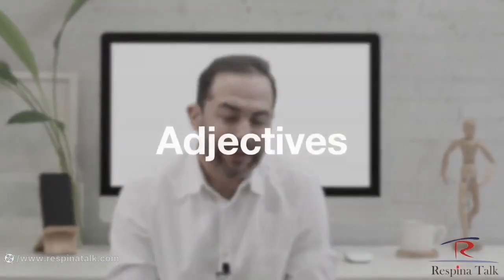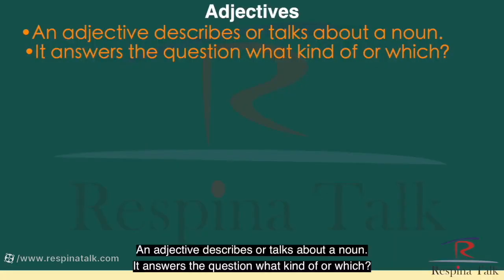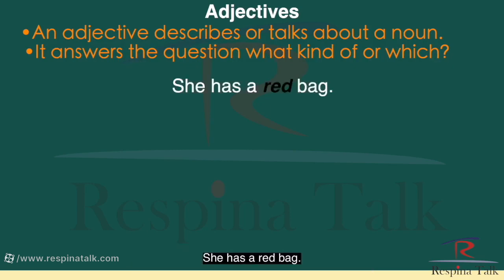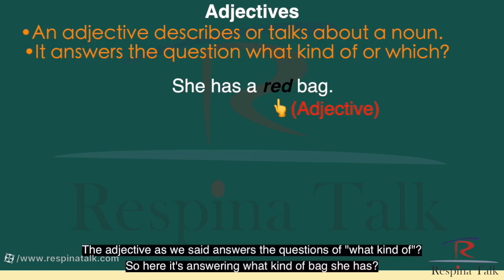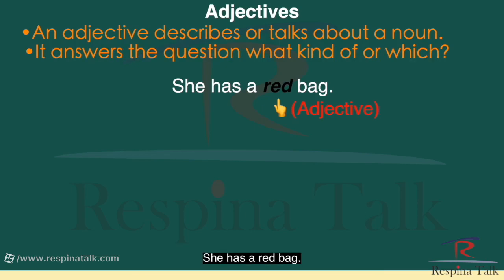Now, what are adjectives? An adjective describes or talks about a noun. It answers the question, what kind of, or which. For example, She has a red bag. Red here is the adjective. Now, the adjective, as we said, answers the question of what kind of. So here, it's answering what kind of bag she has. She has a red bag.